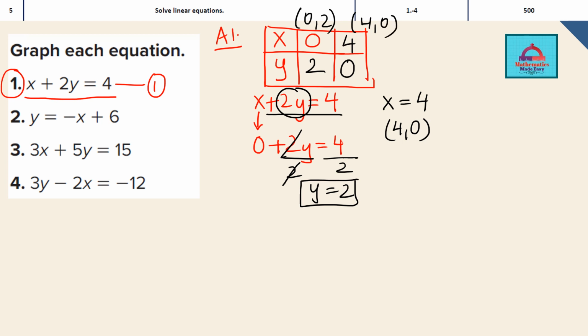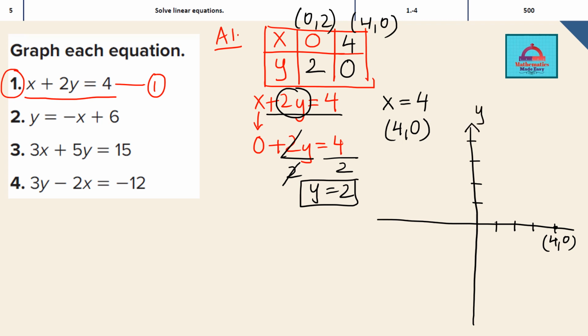We are going to now plot these 2 points on the graph and then join them with a straight line to get our answer. So I'm just doing a rough graph here. If I take equal divisions, this point is going to be 4, 0. And if I take equal divisions on the y-axis, this is your y-axis, this is your x-axis. So 0, 2 is going to be here. So these are the 2 points we have got.